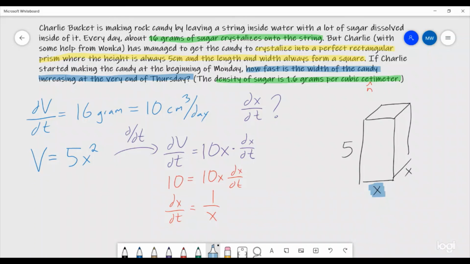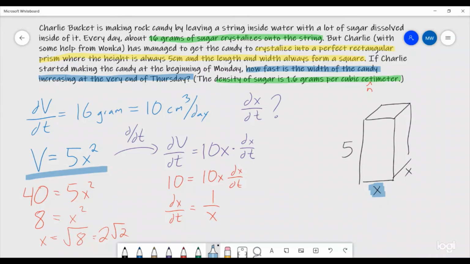Well, that's where we come back to our volume equation. We know how many days it's been growing. It grew on Monday, Tuesday, Wednesday, and Thursday. So that's 4 days. So that means we know that the volume is 4 times the number of cubic centimeters it gains per day. So that's going to be 40. So 40 is 5x squared. Divide 40 by 5, and we get 8. We get 8 equals x squared. So x is the square root of 8, which is 2 times the square root of 2.